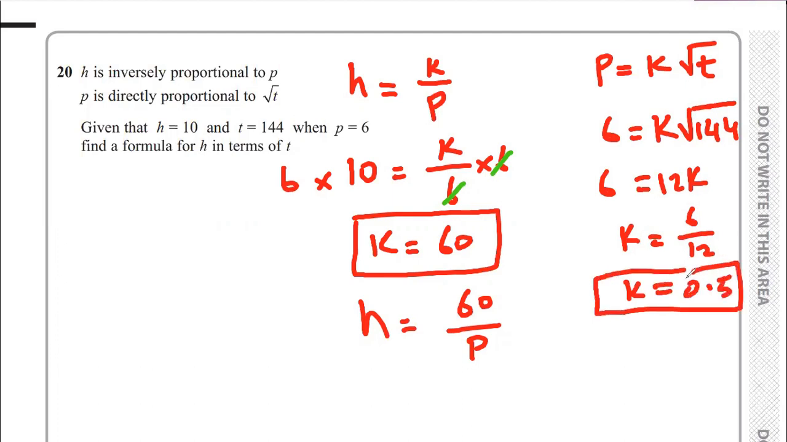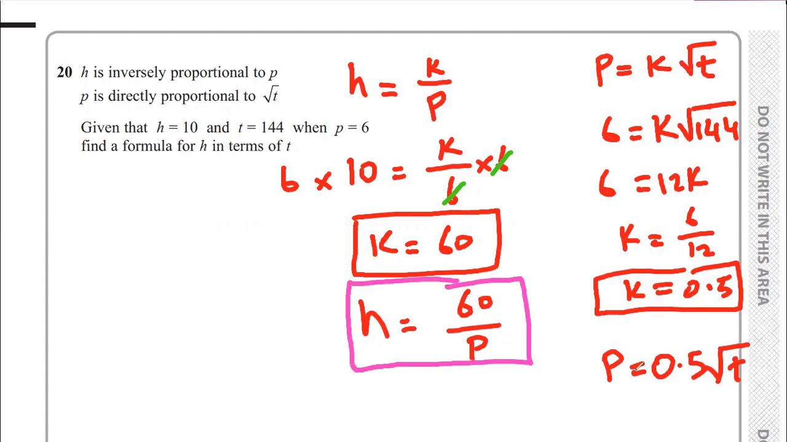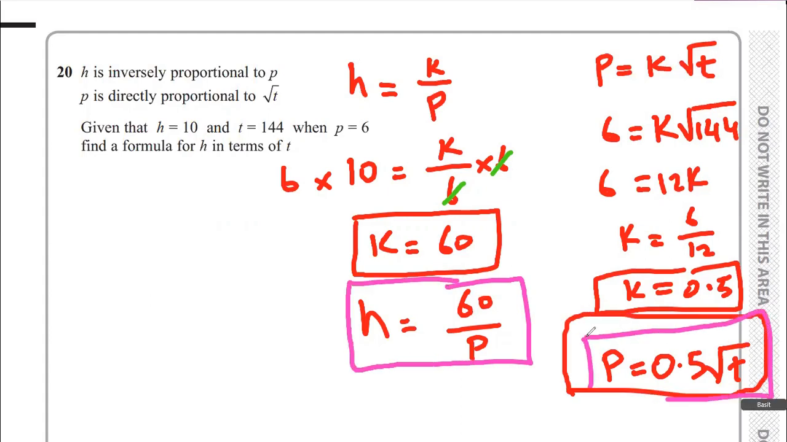So which means that I can write the relationship between P and T as P equals what? A half, K is 0.5, times the square root of T. Right. So at the moment, we got H equals 60 over P, and we got this one. Can you tell me how we can link these two together?